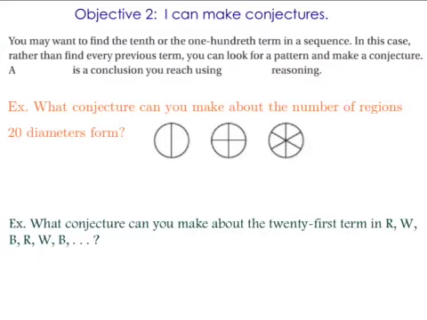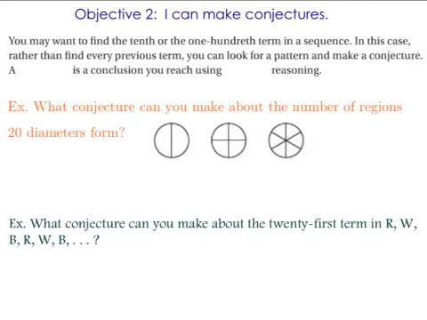Alright. Our second objective is to make conjectures. Now, you may want to find the 10th or the 100th term in a sequence. Instead of going all the way from the first term to the 100th term, we would want to try something else. Rather than find every previous term, you can look for a pattern and make a conjecture. A conjecture is a conclusion you reach using inductive reasoning.